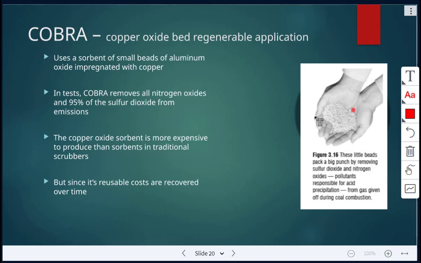Right, so they look like little beads, and they remove sulfur dioxide and nitrogen oxides. Those are the pollutants responsible for acid precipitation. So they remove the sulfur dioxide and nitrogen oxides from gases that are given off during coal combustion.